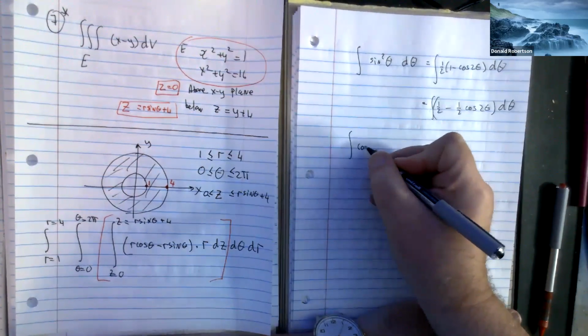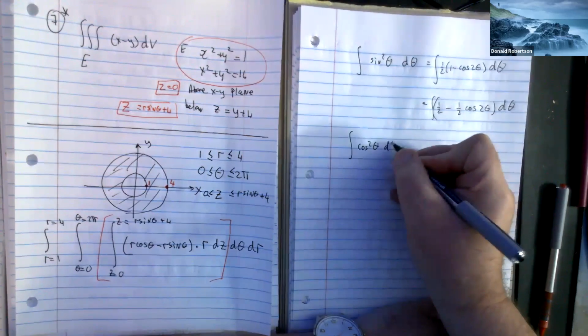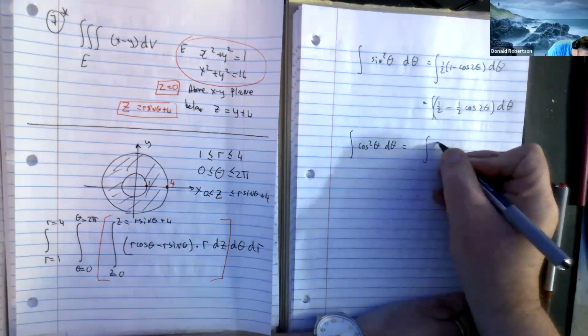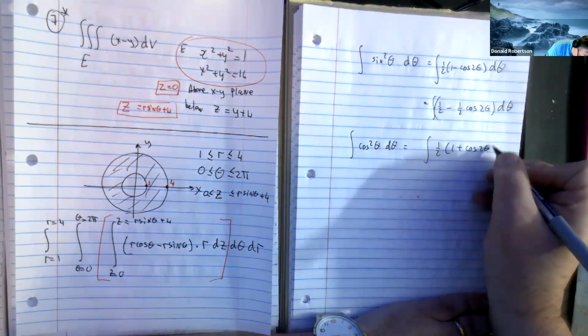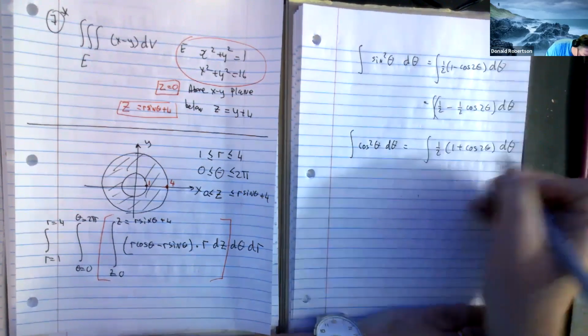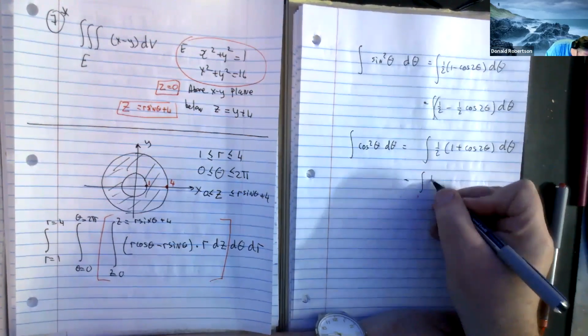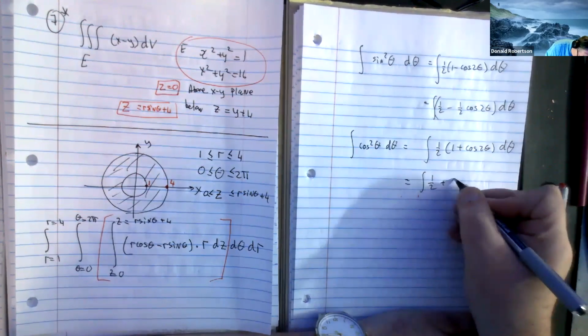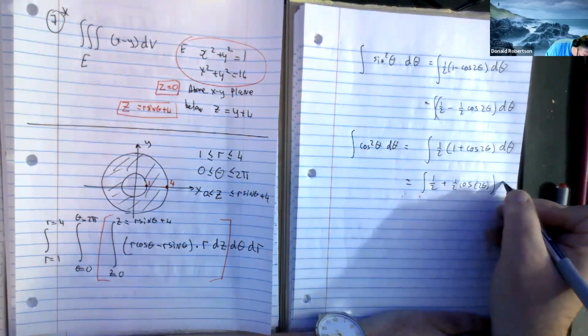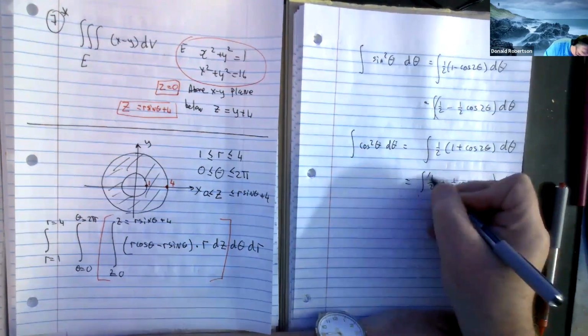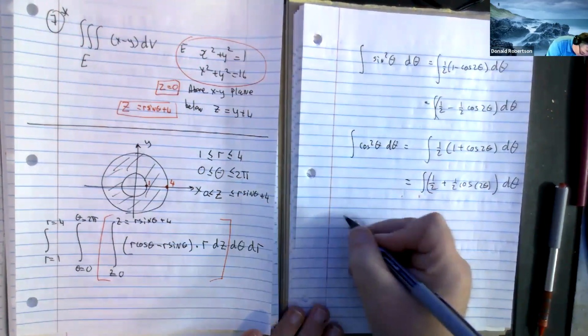Sometimes you have a cos squared theta to deal with, and that can be converted into this identity, which in practice would be written down as that guy.